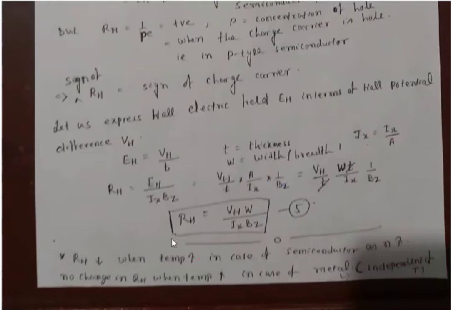This is one of the important relationships from the point of view of numericals. So in exams, it helps you to solve different types of numericals. And also one thing I would like to mention here: the Hall coefficient RH decreases when the temperature increases in case of the semiconductor, because RH equal to 1 upon NE. When the temperature increases, the concentration of electrons in the semiconductor increases, so RH decreases. But when it comes to metal, RH is independent of the temperature. Whether it increases or decreases, its value is not going to change.